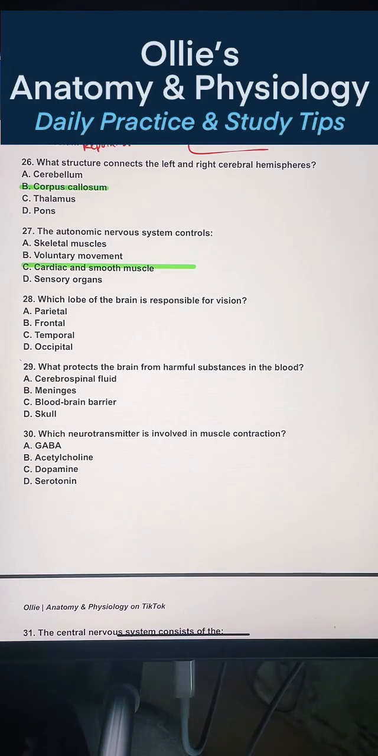Which lobe of the brain is responsible for vision? Yep, it's making it more positive, yes. And then repolarization is we're going to get back to our resting membrane potential.